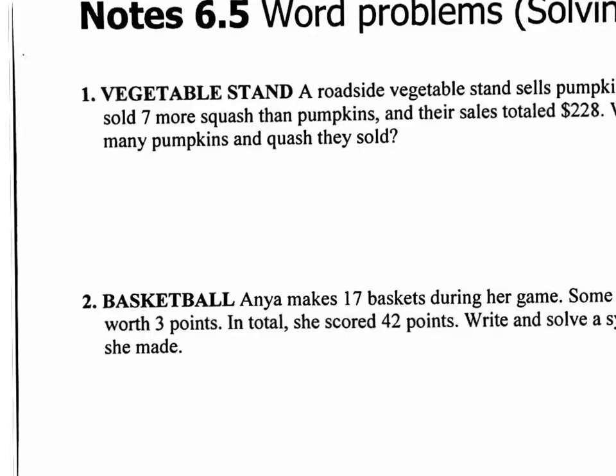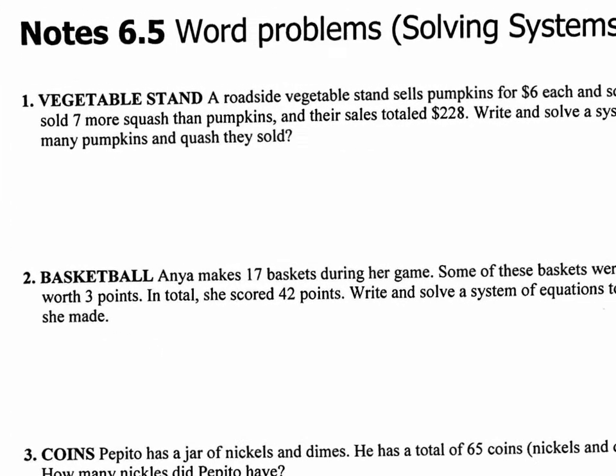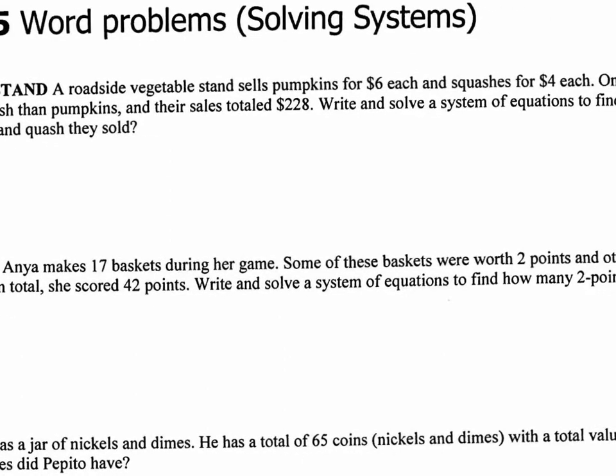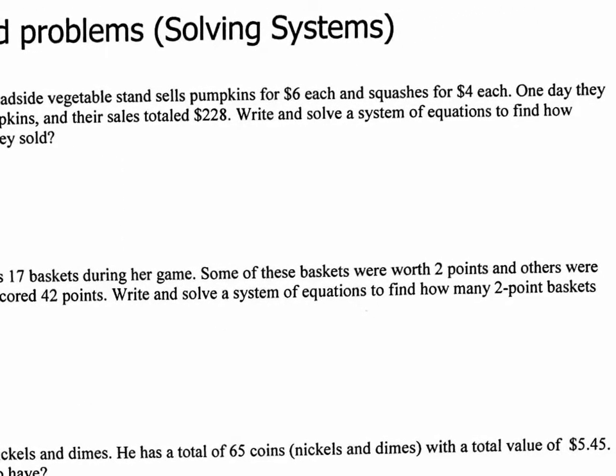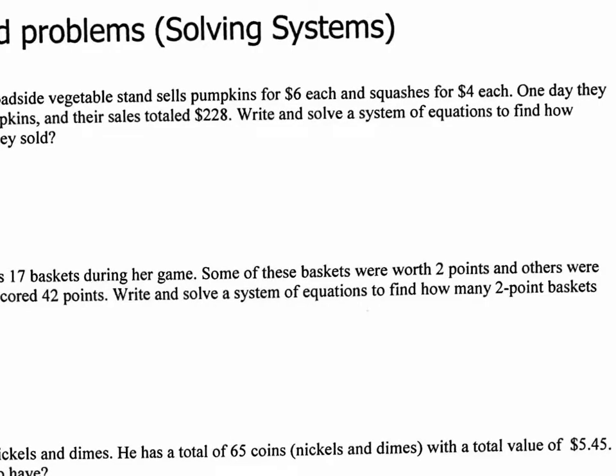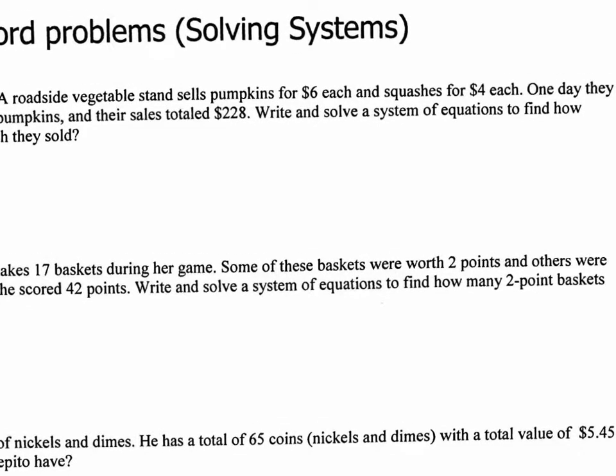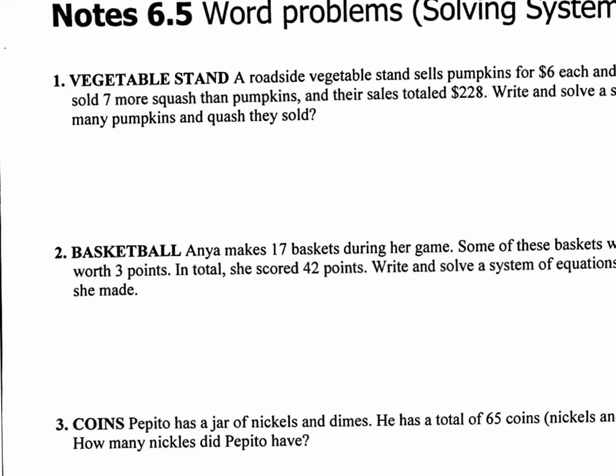Okay, so obviously on this first one, somebody's selling vegetables at a stand, and they're selling two specific things, pumpkins and squashes. Pumpkins are $6 each, squashes are $4 each. And it says that on a certain day they sold 7 more squashes than pumpkins, and their sales totaled $228.